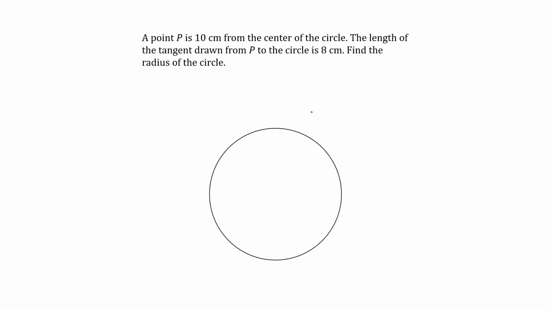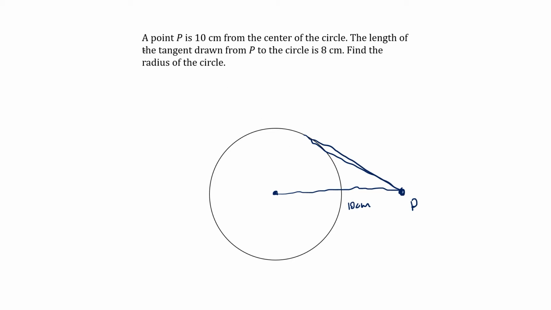A point P is 10 centimeters away from the center of a circle. So let's draw a point here. It doesn't really matter. Label it P. And then it says it's 10 centimeters away from the center of a circle, so this length is 10 centimeters. The length of the tangent drawn from P to the circle is 8 centimeters. So we could either draw from here to here or from here to here. I'm going to go up because we labeled down there already. It doesn't have to be perfect. You just need to know it's a tangent. It's very difficult to draw perfect tangent lines.